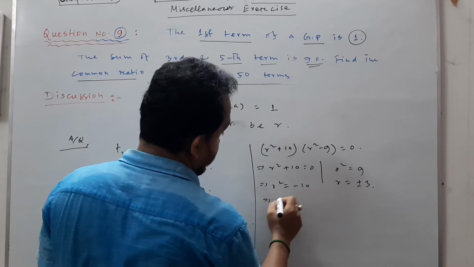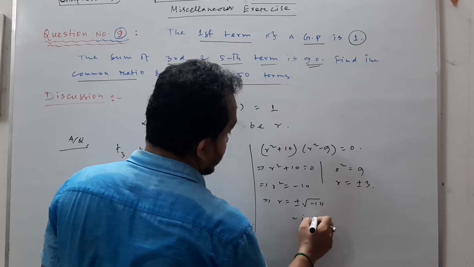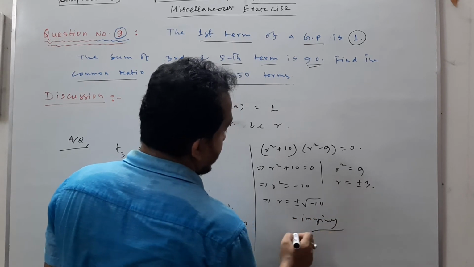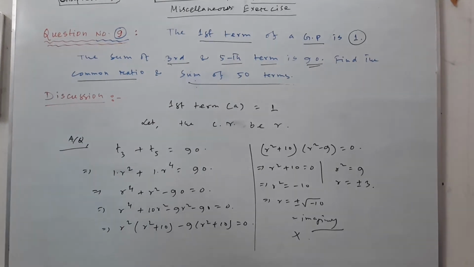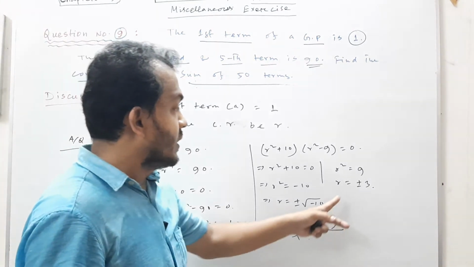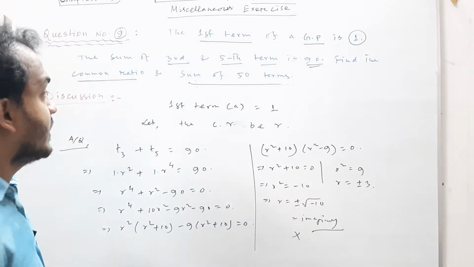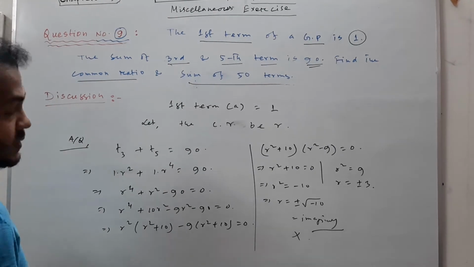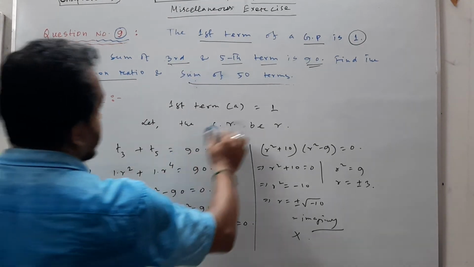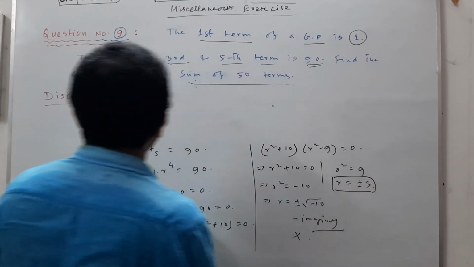R square equal to minus 10 is not possible. If we take R square equal to minus 10, R is equal to plus minus root under minus 10, which is an imaginary quantity. It is not possible, as we are dealing with real numbers, so the common ratio cannot be an imaginary number. It must be a real number. So here R is equal to plus minus 3 is the only possibility for the common ratio. So we have already got the common ratio, and this is our answer.